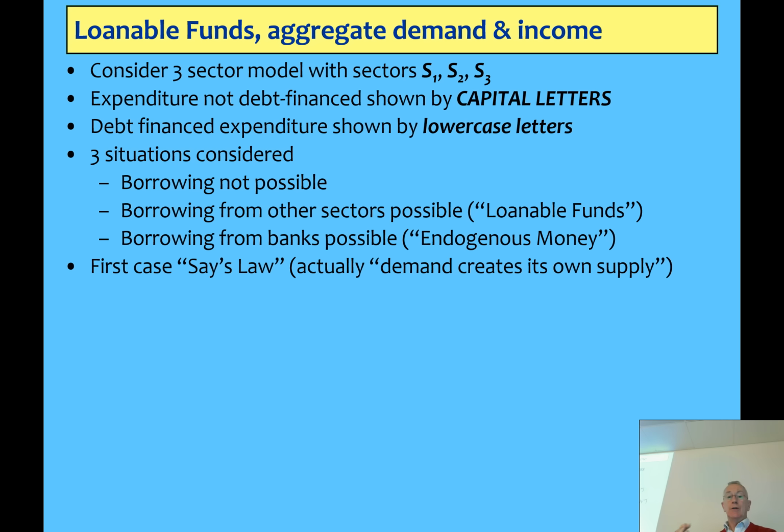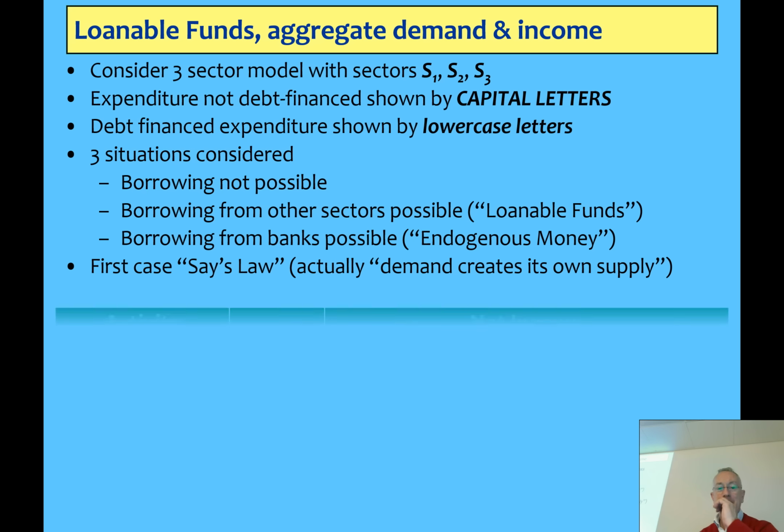Let's look at the logic of each of those. So the first one, I first called it Say's law, but Say's law says supply creates its own demand. In fact, this is the reverse. Demand creates its own supply. Okay? The money has got to be spent before the supply is emanated.